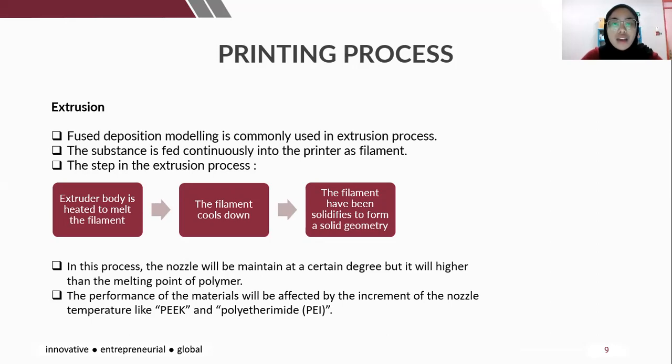In this process, the nozzle will be maintained at a certain degree, but it will be higher than the melting point of the polymer. The performance of the material will be affected by the increment of the nozzle temperature, like PEEK and polyetherimide, or we call it PEI.